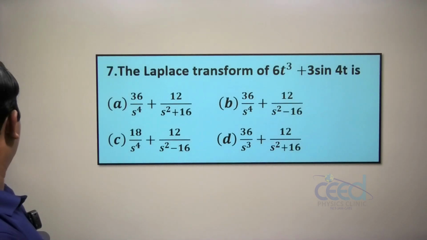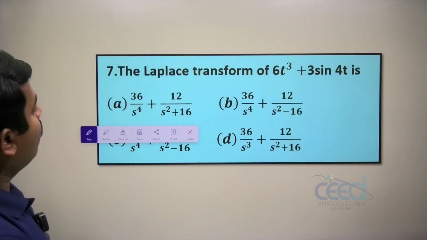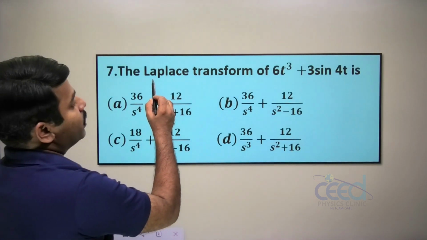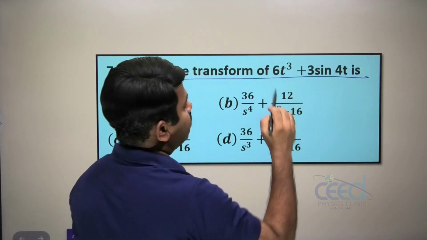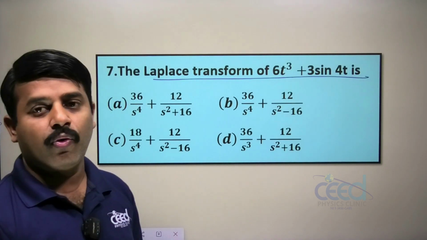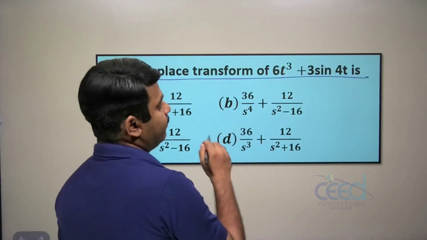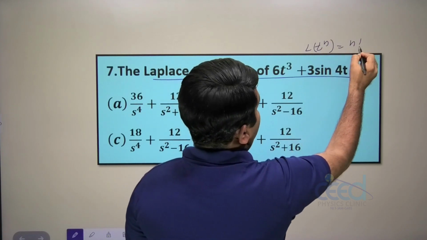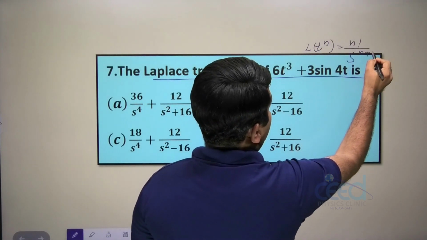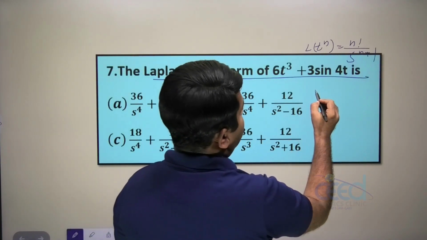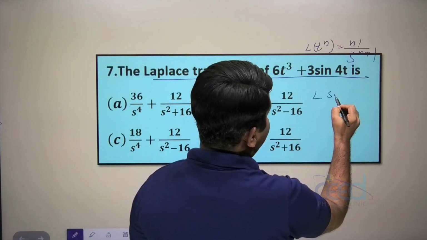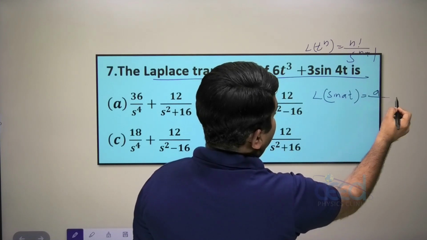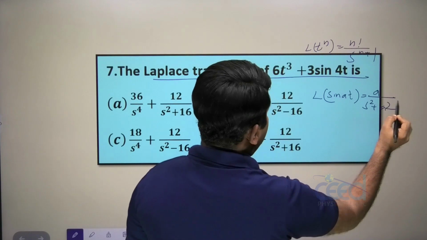The Laplace transform of the function 6 t cube plus 3 sin 4t. Alright. See, what is Laplace of t raised to n? n factorial divided by s raised to n plus 1. What is Laplace of sin at? a divided by s square plus a square.